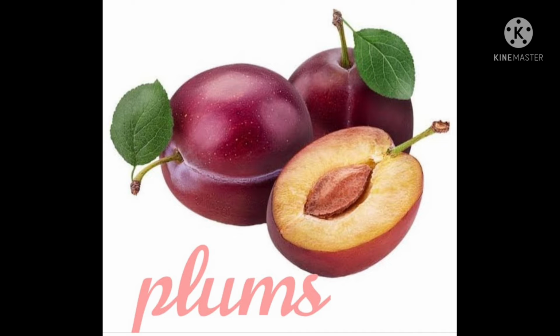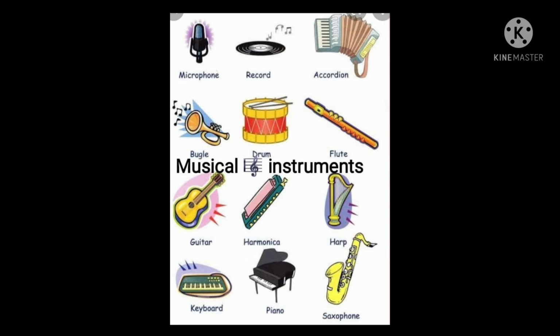Today we are going to learn about musical instruments. This is the second topic in EVS and it is on page number 56 in your books. The topic is musical instruments. There are 20 musical instruments. Today we will learn the names of the first 10 instruments.